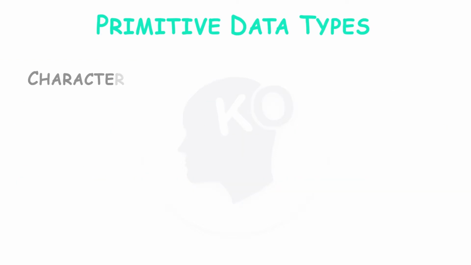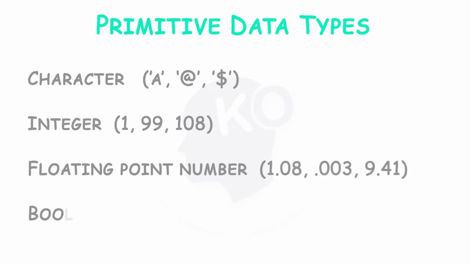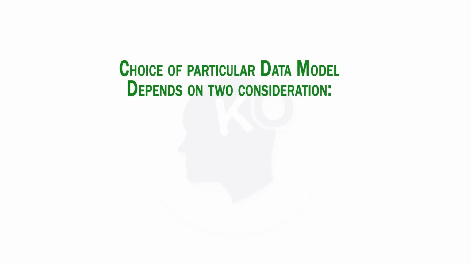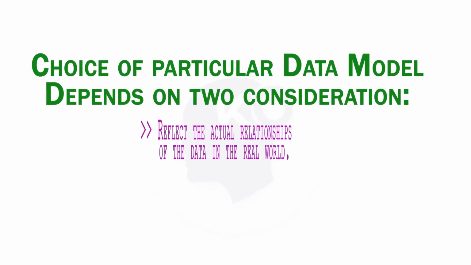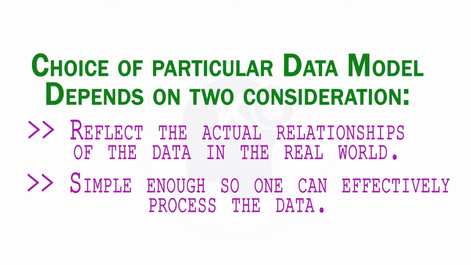There are numerous types of data structures, generally built upon simpler primitive data types. Primitive data types may include character, integer, floating point number, Boolean. Now, how to choose a data structure? The choice of a particular data model mainly depends on two considerations. One is, reflect the actual relationships of the data in the real world. And the other is, simple enough so one can effectively process the data.